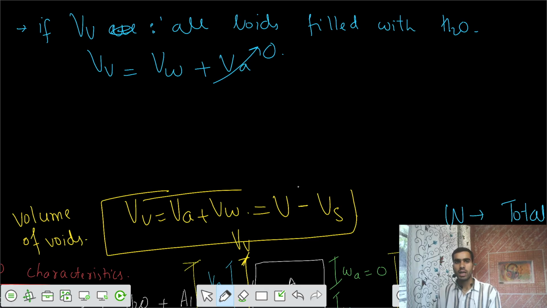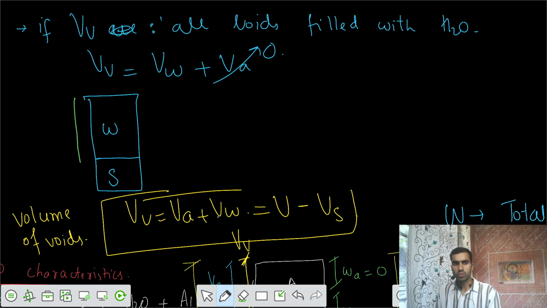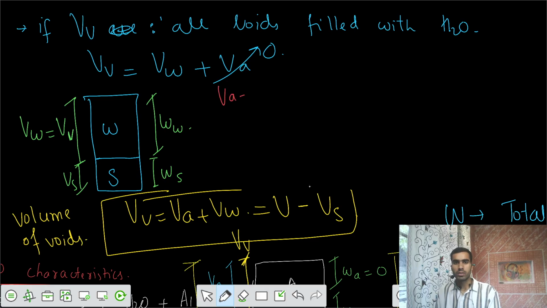Now, if I want to represent that by a phase diagram, you have some soil solids and some water, and there is no air. If there is no air, that means there is no volume of air. So the total volume of the water is replaced by the total volume of the voids, and we have the volume of solids. From the side, we have weight of solids and weight of water. In this case, volume of air is equal to 0.